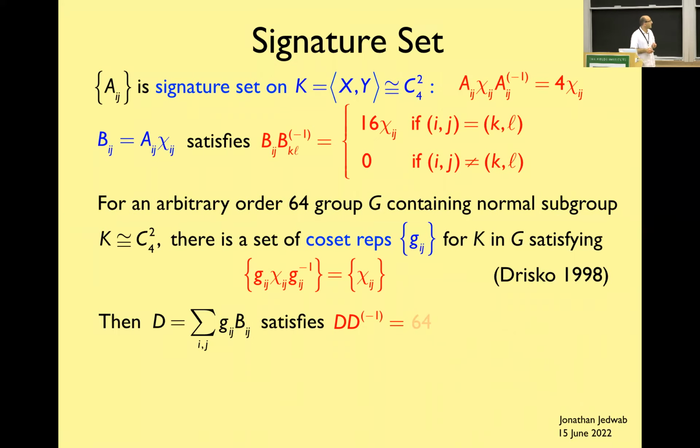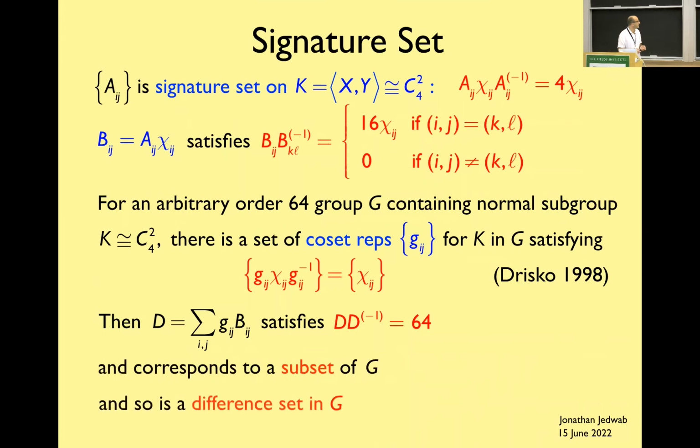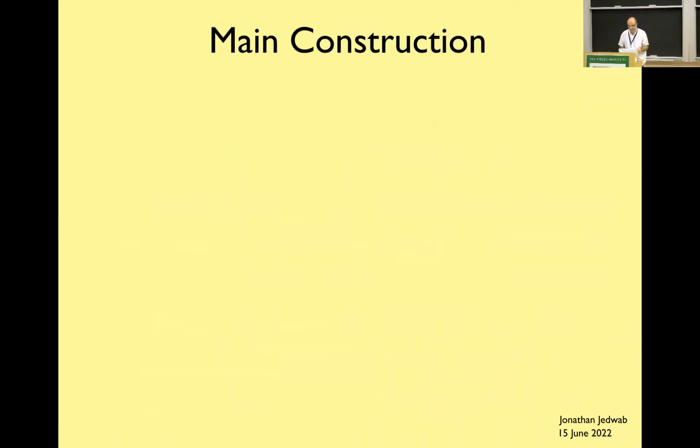And again, because of the way that I constructed things, we do correspond to a subset, so we have a different set. So that's the idea. That's the power of the signature set. One signature set on one abelian group, and all groups of the appropriate order that contain that as a normal subgroup have a different set. And I don't have to look at the structure of the group beyond that. I just need to know, does it have a normal abelian subgroup of the right flavor?